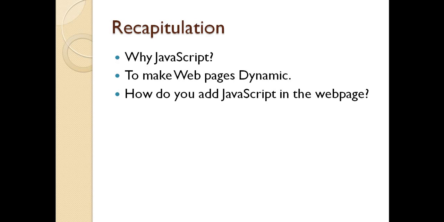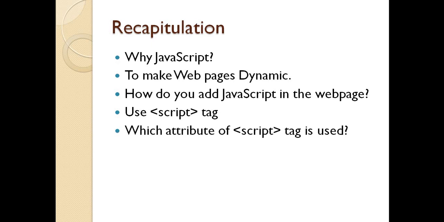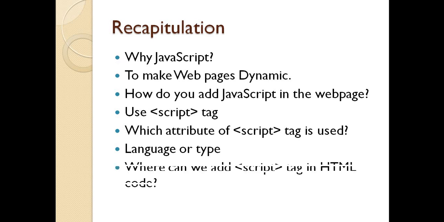Next, how do you add JavaScript in your web page? For adding JavaScript to your web pages, you have to use script tag. HTML provides us with script tag. When we use script tag, inside the script tag, we can write our JavaScript code. Which attribute of script tag is used? For JavaScript, we use language or type attribute. Any of the attributes can be used to specify the language of the script that you are using.